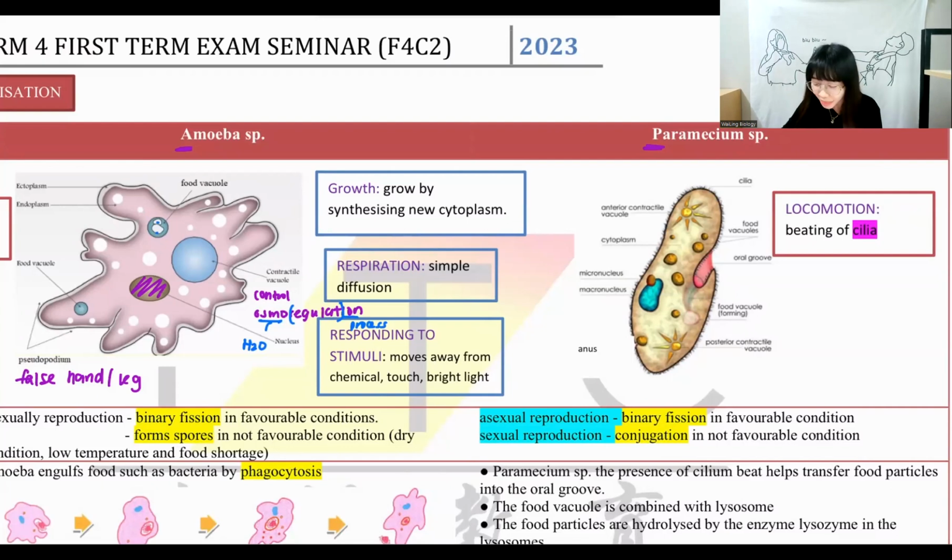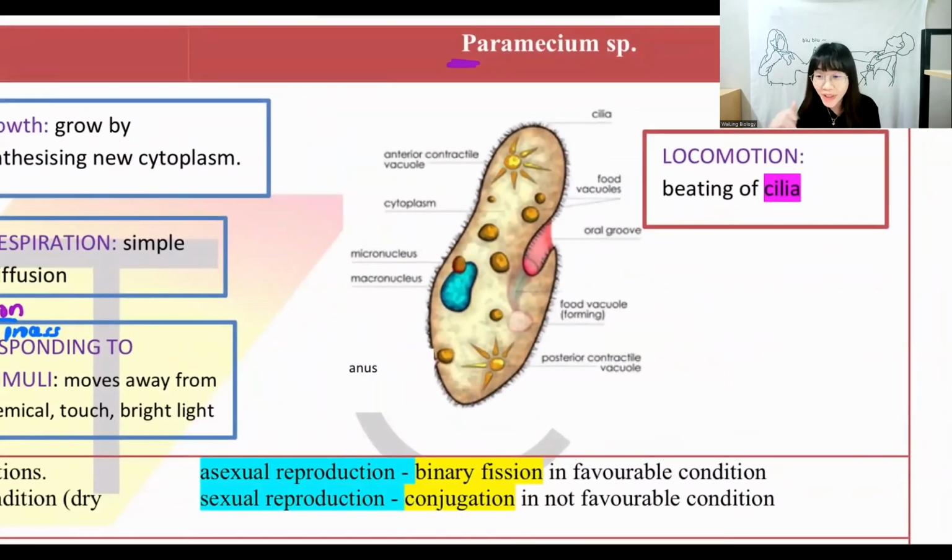Of course not. Now, talking about paramecium species, they have a fixed shape and they have a contractile vacuole. They also have a food vacuole. The contractile vacuole over here is not round in shape. It looks like a sun. Can you see a sun?